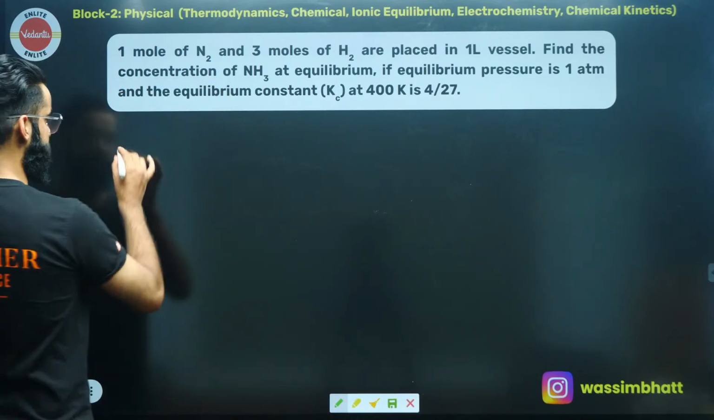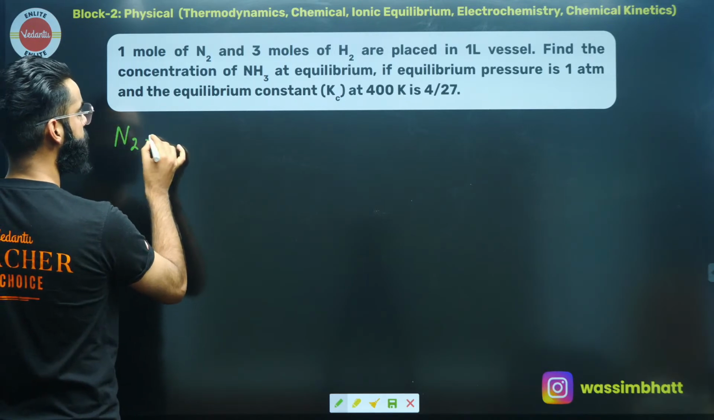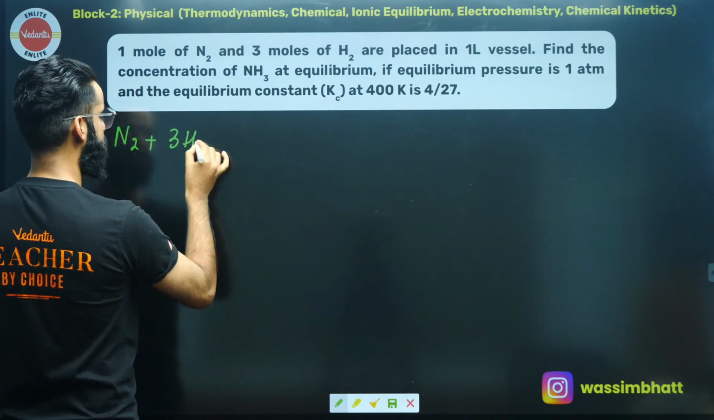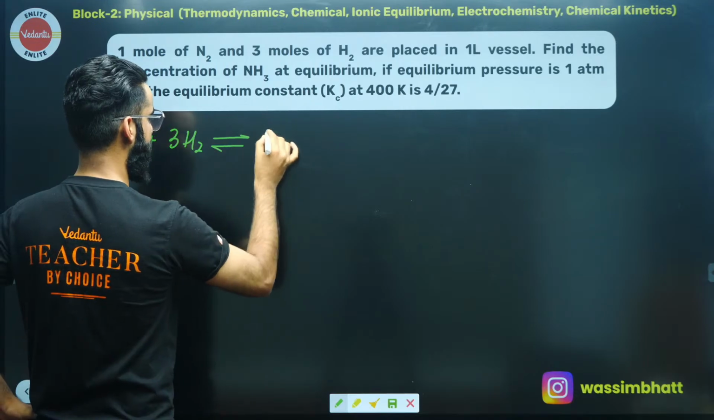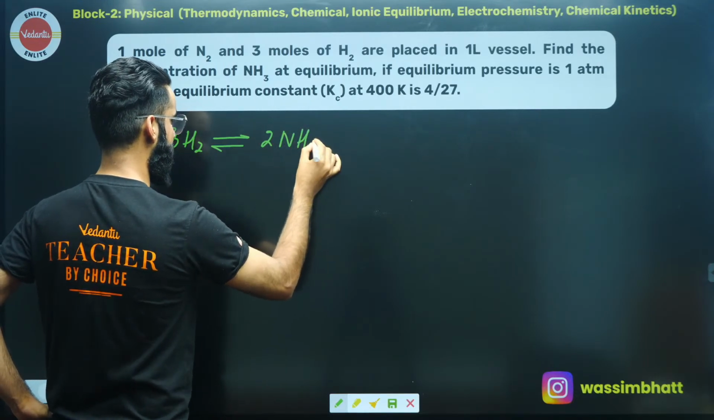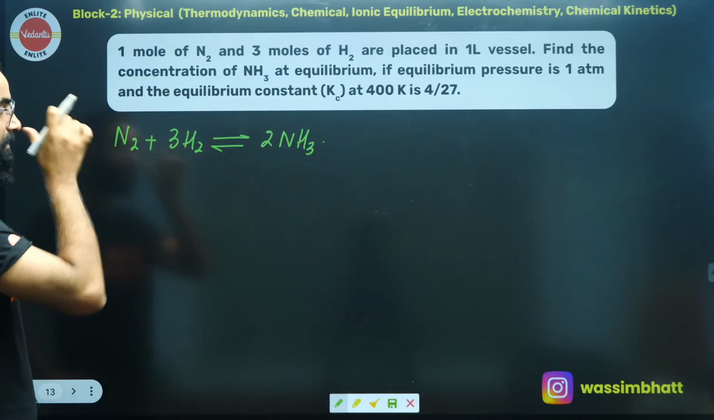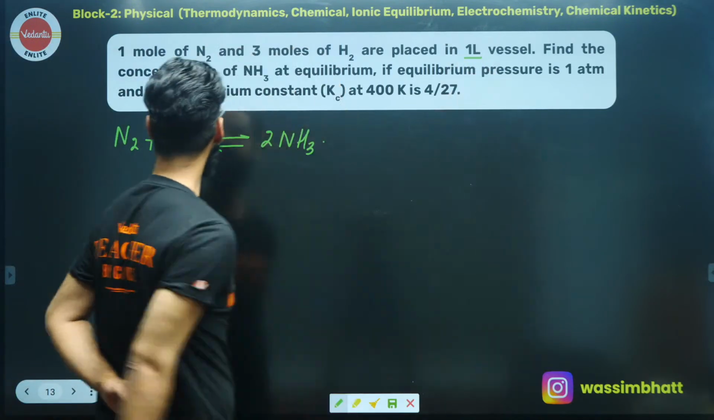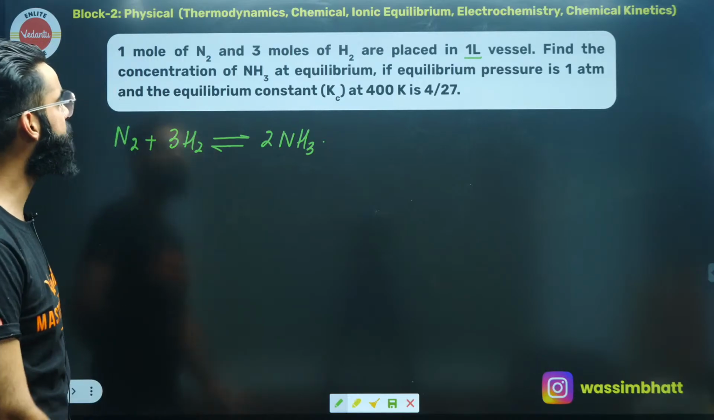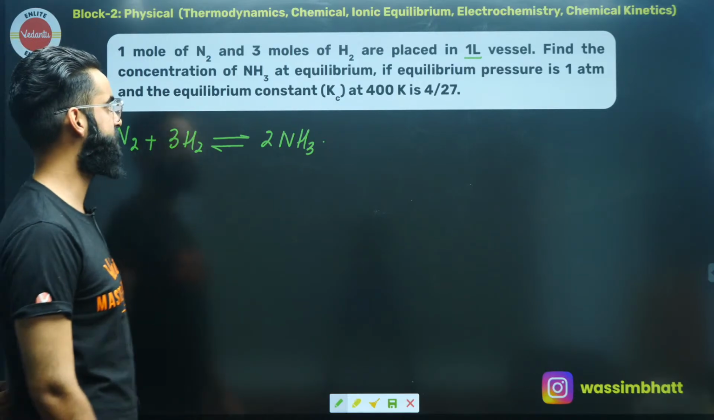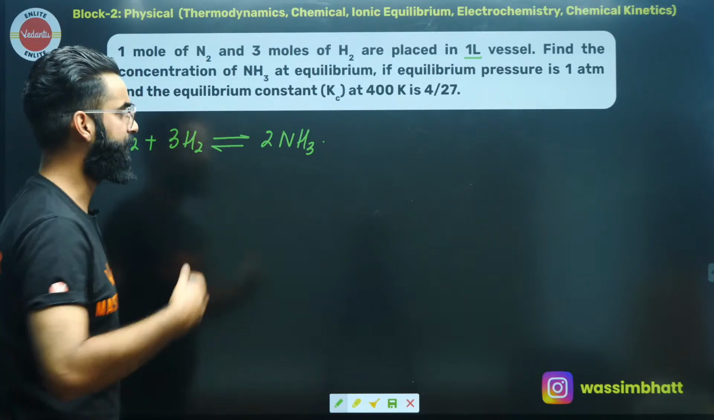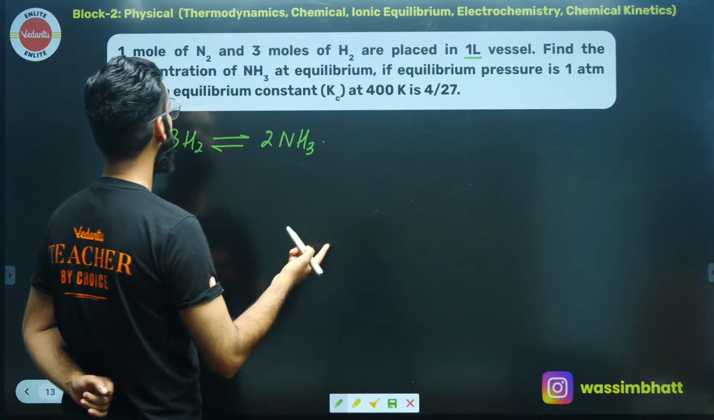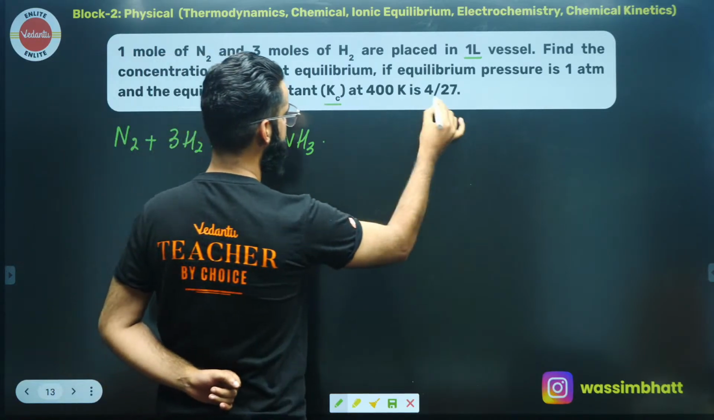As far as the question is concerned, we are given a reaction: N2 is reacting with H2 and leading to the formation of NH3. I wrote the reaction in the balanced form, right? And this reaction will be taking place in a container whose volume is exactly 1 liter. Find the concentration of NH3 at equilibrium, if the equilibrium pressure is 1 atm and the equilibrium constant Kc is 4 by 27.